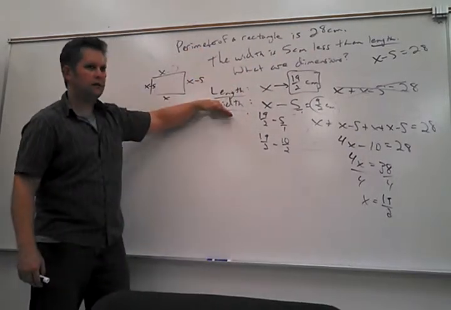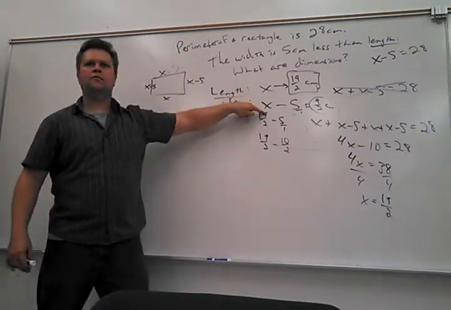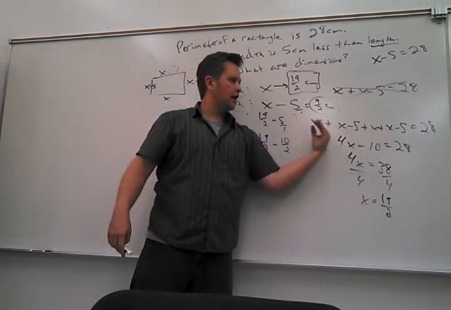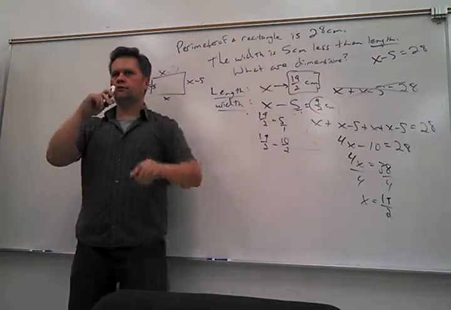So you want to list the pieces, give them math names, and then do to those names what's supposed to happen. In this case, adding all the way around equals 28.